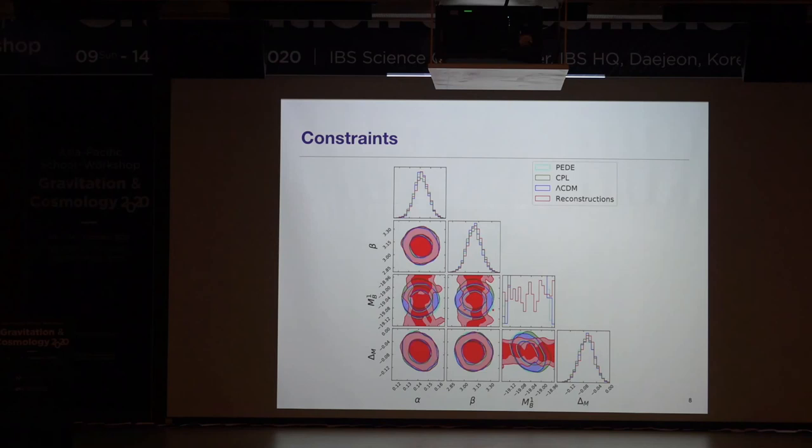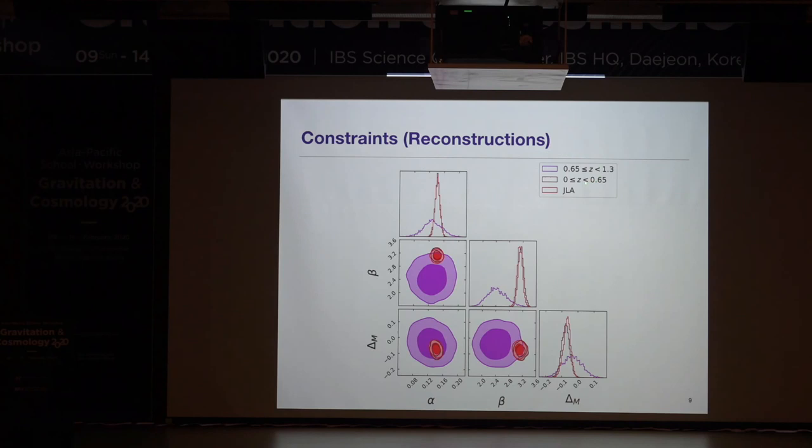Which means that the distance modulus constructed from JLA data is mostly model independent. Also, we divided the reconstruction data into two redshift bins, one low redshift bin and another high redshift bin. The red one is the contour for the whole JLA data. You can see that the contours from the low redshift JLA data are almost the same as the contour from all of the JLA data. The contour from the high redshift bin has a much larger size and is somewhat deviated from the other two contours, but not statistically significant.